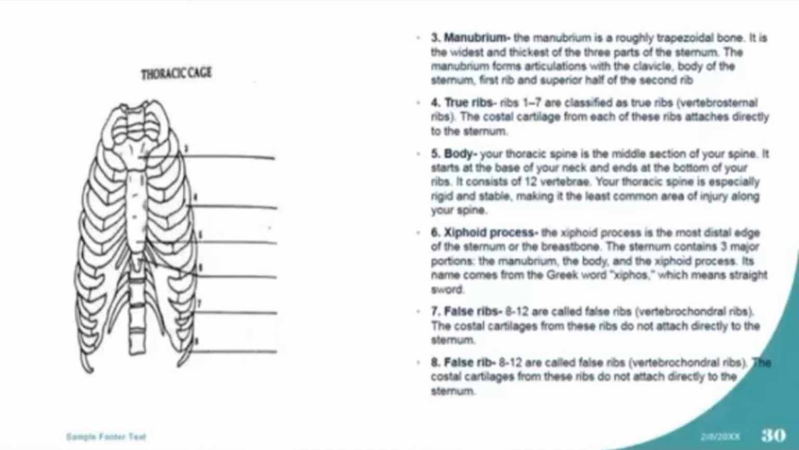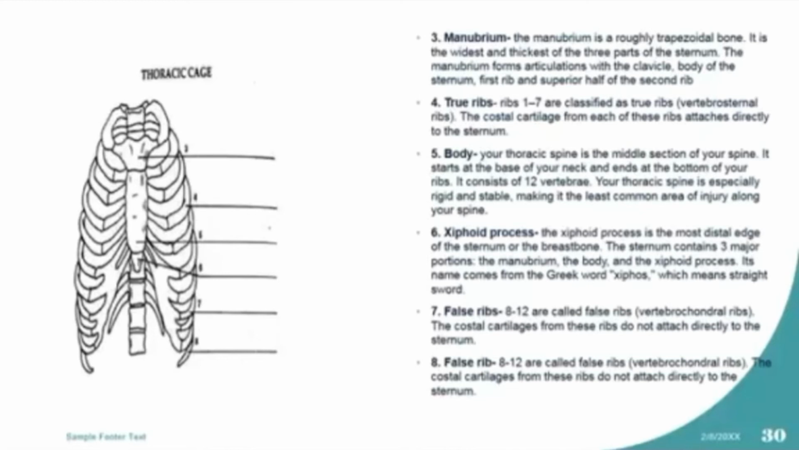So number 5 is the body. Your thoracic spine is the middle section of your spine. It starts at the base of your neck and ends at the bottom of your ribs. It consists of 12 vertebrae. Your thoracic spine is especially rigid and stable, making it the least common area of injury along your spine.